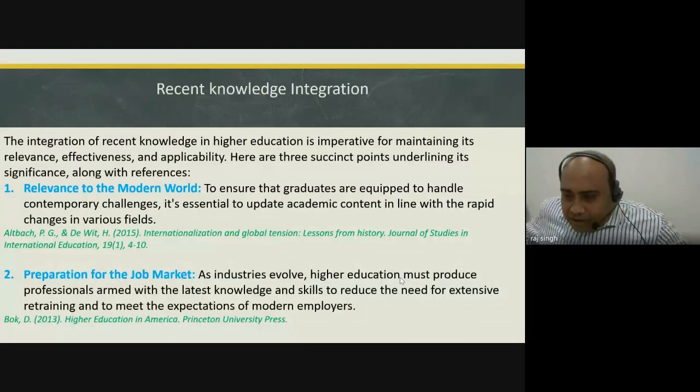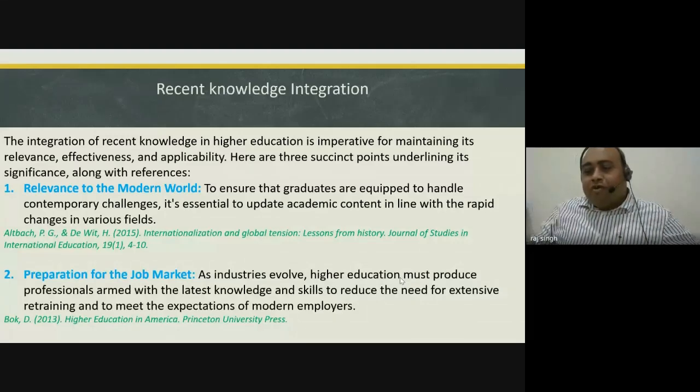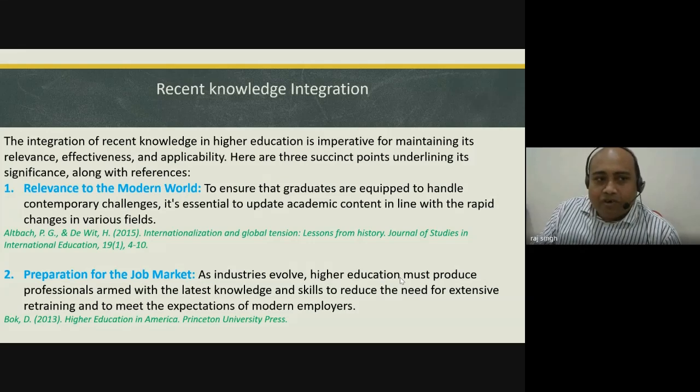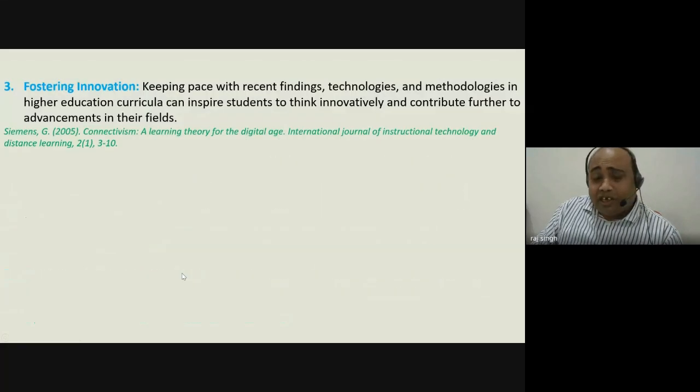Okay. So the third part, what I took away from the NEP, is the recent knowledge integration. The point is, if you are not integrating recent knowledge, you will be outdated, and for research as well as for the market, you will not be competent. So that's why recent knowledge integration is very important. Relevance to the modern world, I explained. Preparation for the job market, it's necessary. And third is fostering innovation.